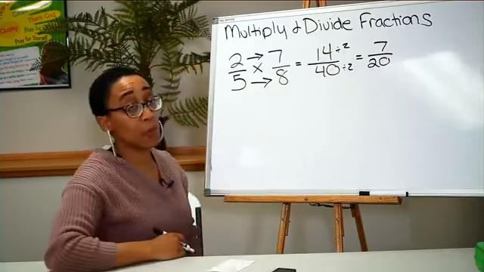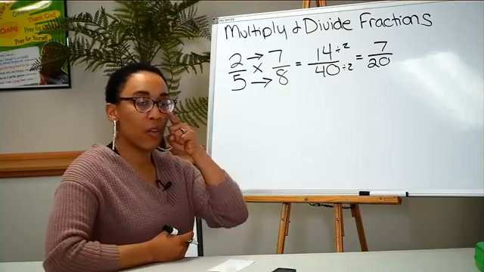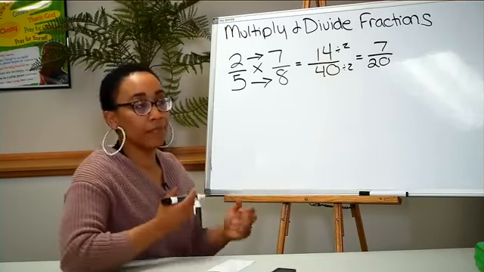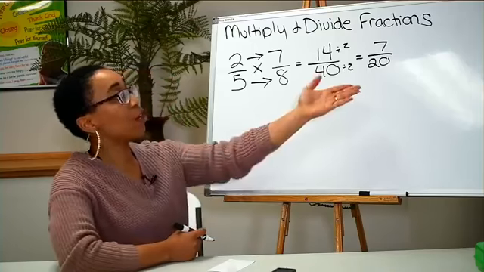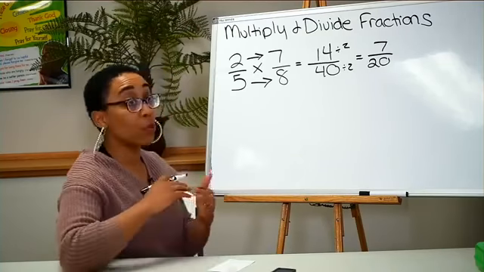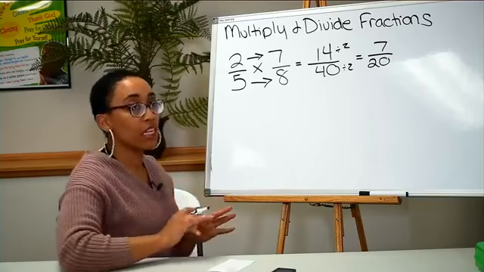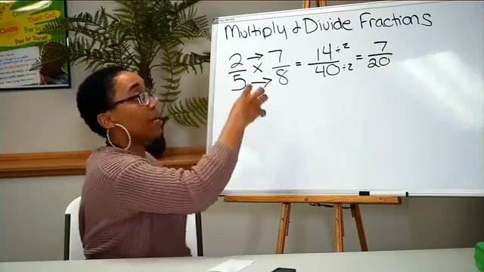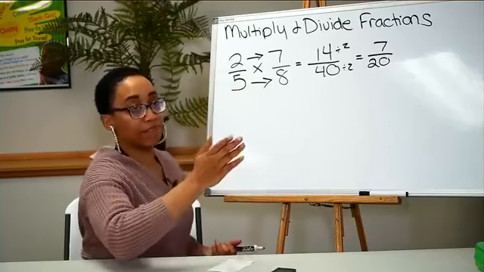Can we reduce it anymore? Nope. How do I know that off the bat? Because 7 is an odd number, 20 is an even number. I can't do that. So we're done. So that's the answer. It's pretty straightforward. Multiplying fractions is pretty straightforward, even when you get into mixed fractions and things like that.